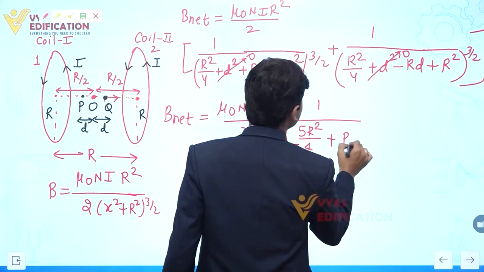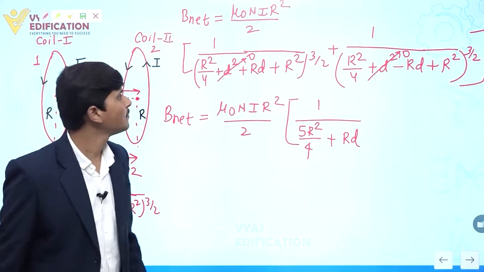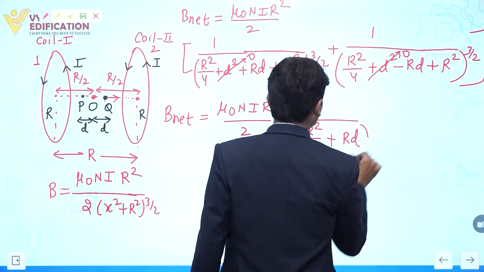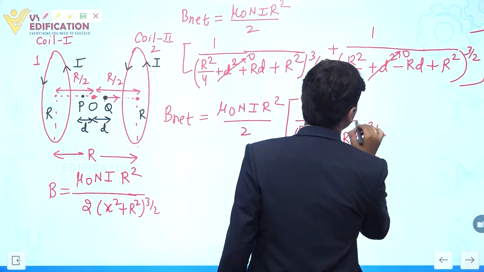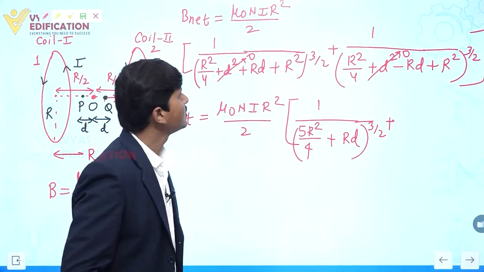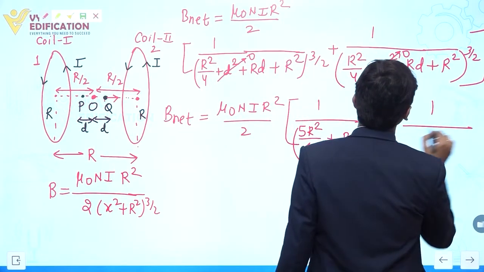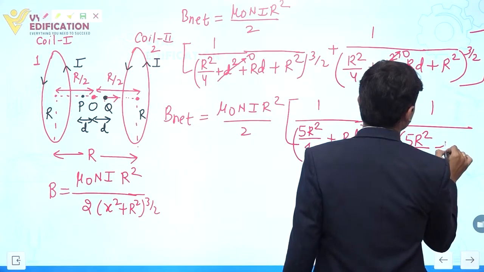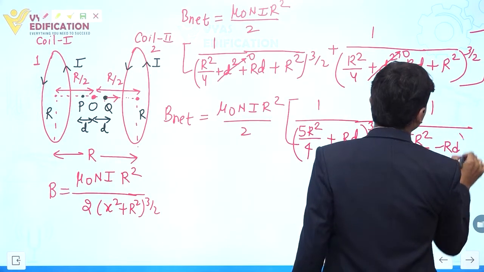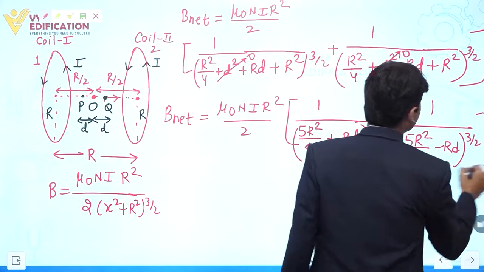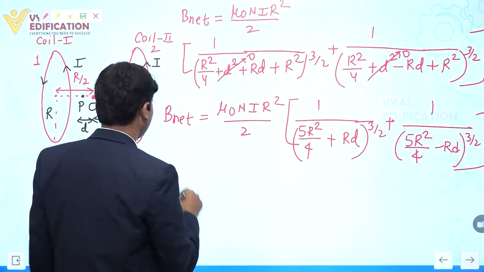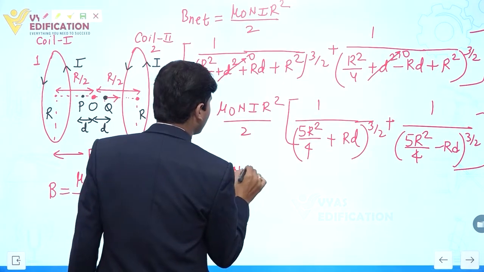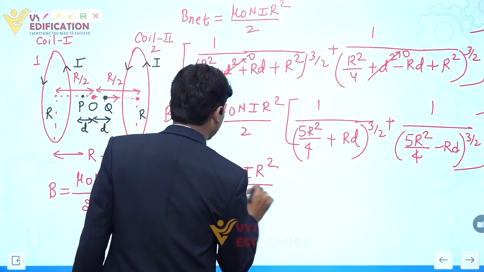Clear? Plus I can say this value we have rd. And actually we have power 3 by 2 also. Plus I can say 1 upon 5r square by 4 minus rd, and this one we have power 3 by 2. Clear everyone? So from here we can see the value of B net, this one, is given by mu naught Ni r square divided by 2.